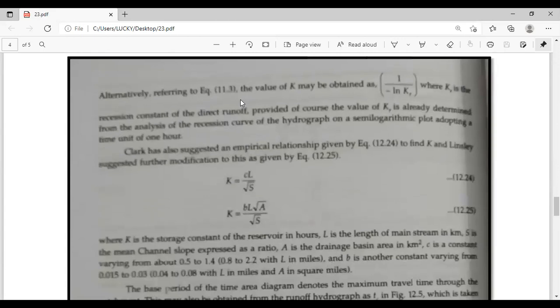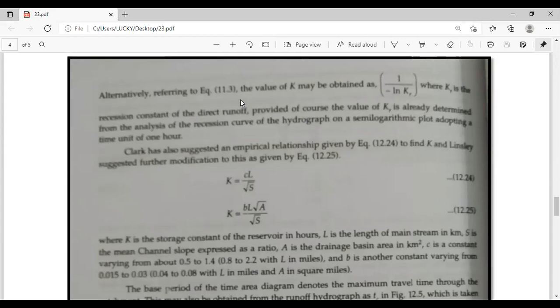Alternatively, referring to equation 11.3, the value of K may be obtained as 1 by minus ln Kr, where Kr is the recession constant of the direct runoff, provided of course the value of Kr is already determined from the analysis of the recession curve of the hydrograph on a semi-logarithmic plot adopting a time unit of 1 hour.